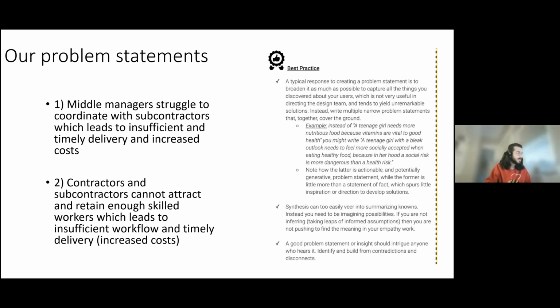And then the second statement was contractors and subcontractors cannot attract and retain enough skilled workers, which leads to insufficient workflow and timely delivery. Lack of workers. Now that is an interesting problem. There's a lot of jobs available. There's over 150 million jobs in the construction industry in Europe, but only 15 million workers. Nobody wants to go there. It's not an attractive thing. Like, nobody wants to be a worker. Everybody wants to study nowadays. You know, this is the system. They teach you that university is the best path you can take.